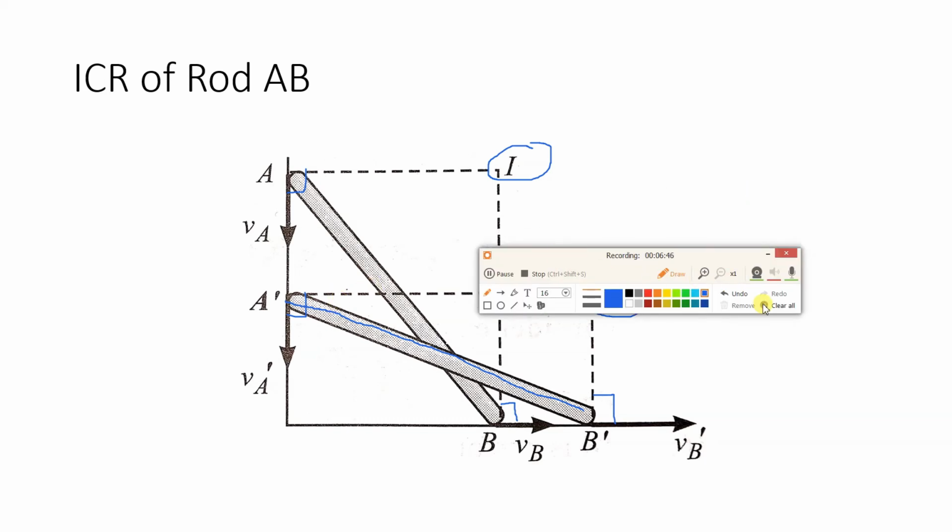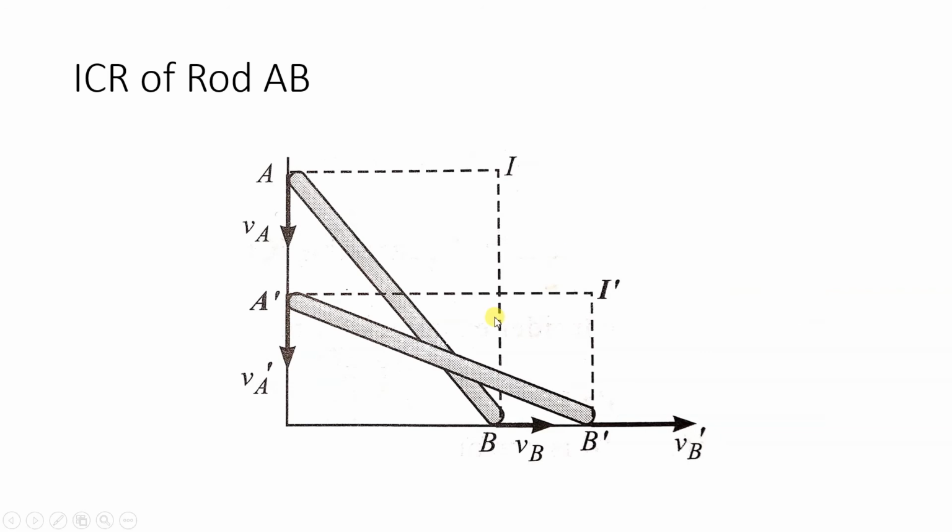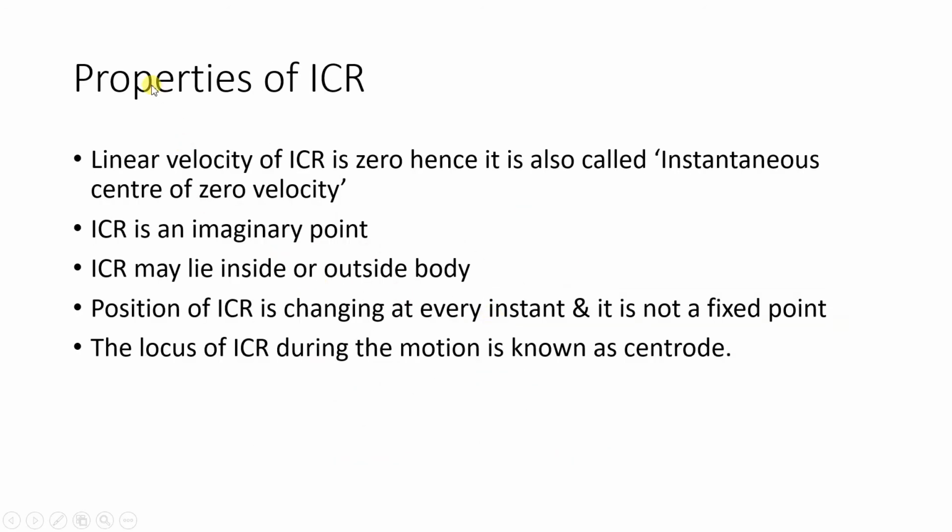The same thing was written in the previous slide. Okay, we'll go back to the previous slide. The position of ICR is changing at every instant and it is not a fixed point. The locus of ICR during the motion is known as centroid.